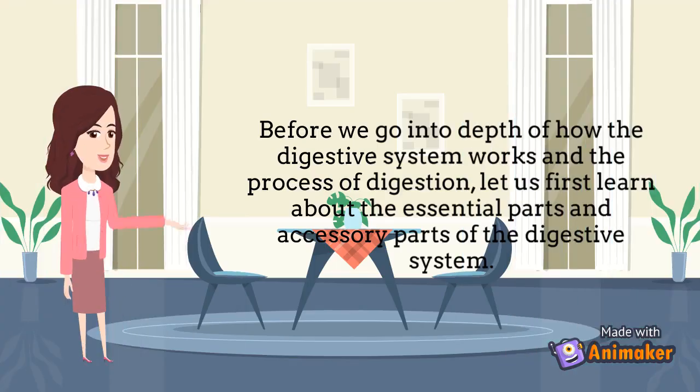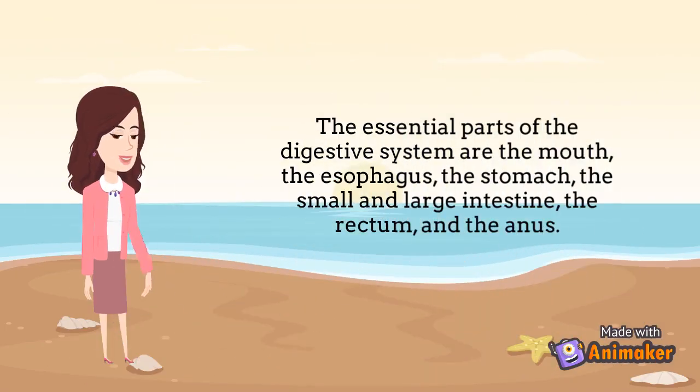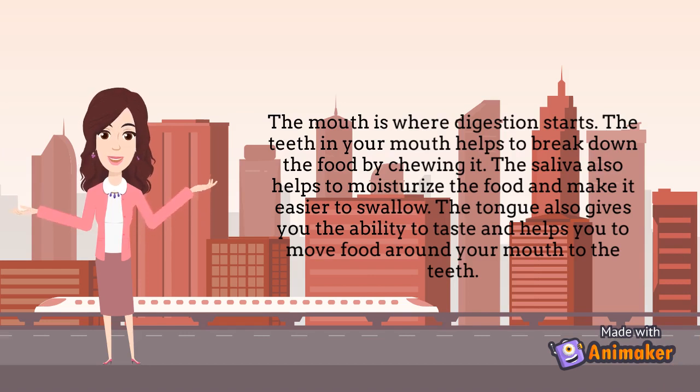Before we go into depth of how the digestive system works and the process of digestion, let us first learn about the essential parts and accessory parts of the digestive system. The essential parts of the digestive system are the mouth, the esophagus, the stomach, the small and large intestine, the rectum, and the anus. The mouth is where digestion starts.